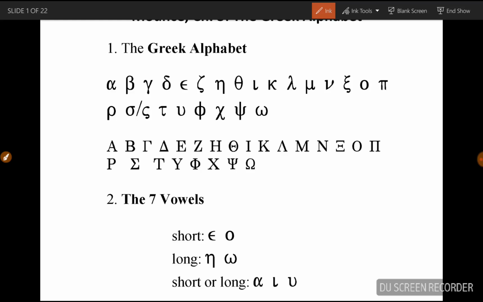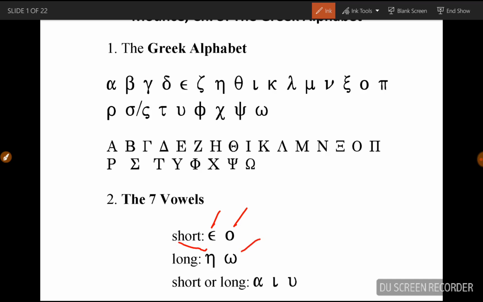So now that you had a chance to study the letters of the alphabet and also their sounds, and we're going to practice writing them a little bit later. Just a couple of quick facts that you should remember and memorize and know. There are 7 vowels in Greek. 2 of them are always short, and so that's the epsilon down here and the omicron. They are always short. 2 of them are always long. That's eta and omega. Those are always long.